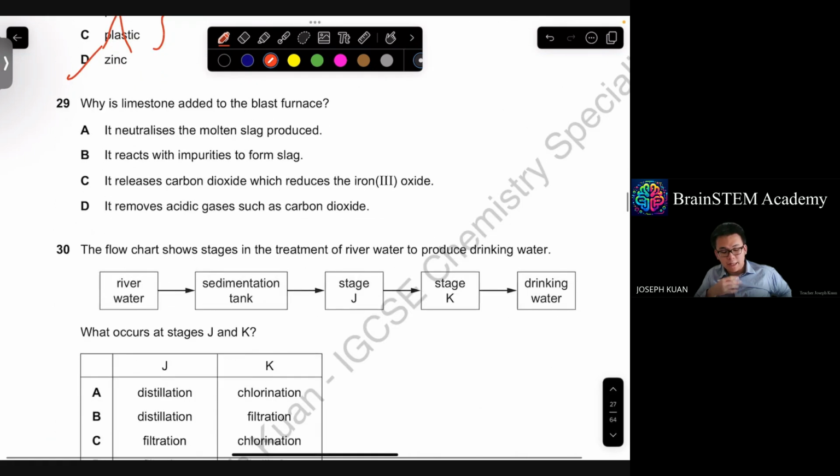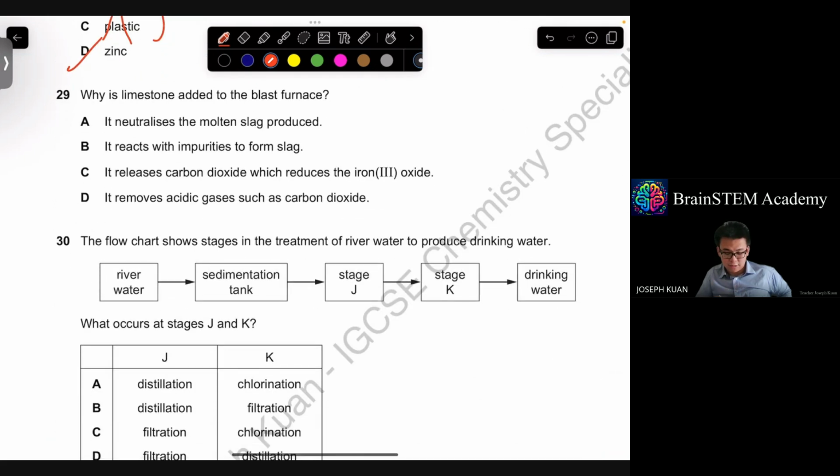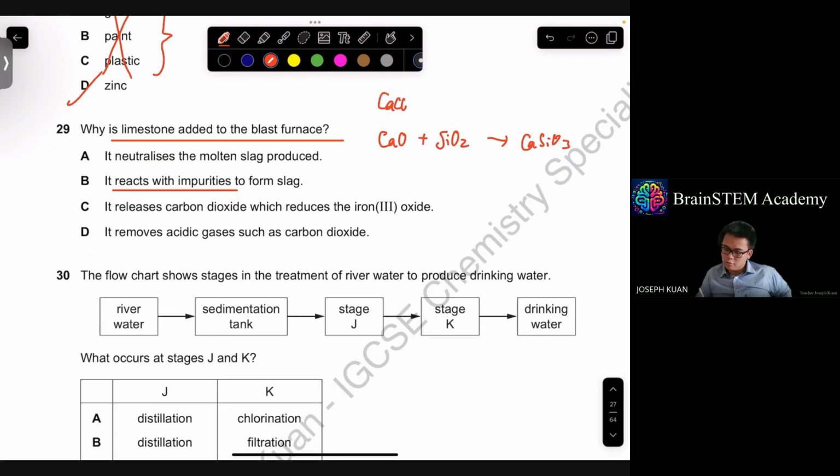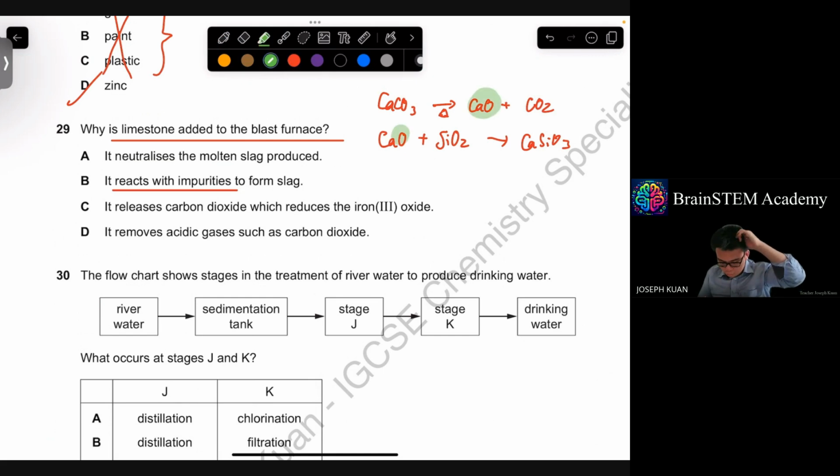Okay, 29. Why is limestone added to the blast furnace? Limestone is able to react with the impurity found in the hematite, which is silicon oxide, to form slag. It first occurs when calcium carbonate thermally decomposes to form calcium oxide and carbon dioxide. This calcium oxide will then further react with silicon oxide to form slag. So B is the answer.